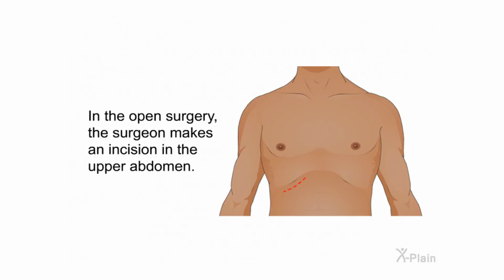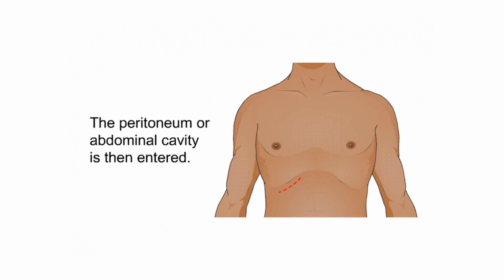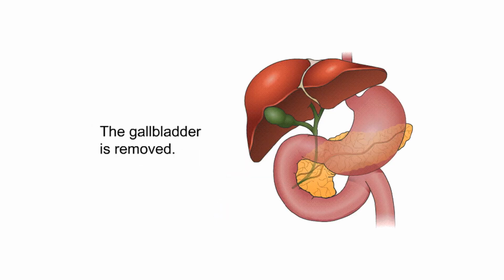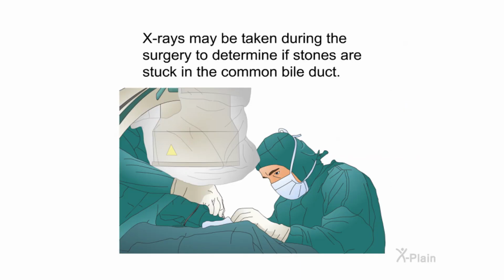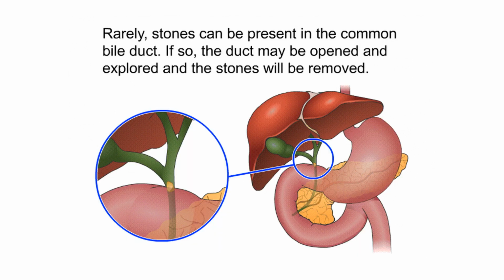In the open surgery, the surgeon makes an incision in the upper abdomen. The peritoneum or abdominal cavity is then entered. The gallbladder is removed. X-rays may be taken during the surgery to determine if stones are stuck in the common bile duct. Rarely, stones can be present in the common bile duct. If so, the duct may be opened and explored, and the stones will be removed.